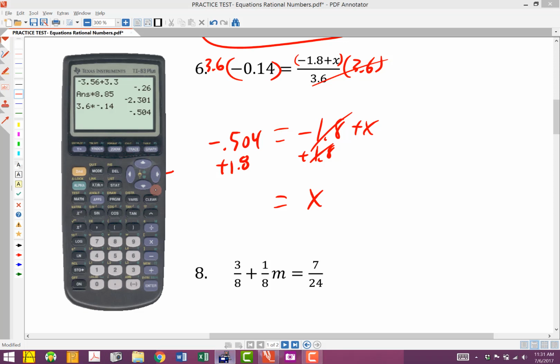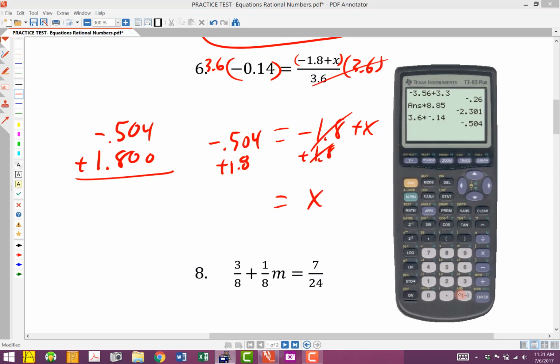So let's see what we get for a difference. I'll have the calculator work this out for us. So we're going to do negative 5... whoops. Make sure we have the decimal in there. 0.504. And then we're going to add 1.8. And we get 1.296.